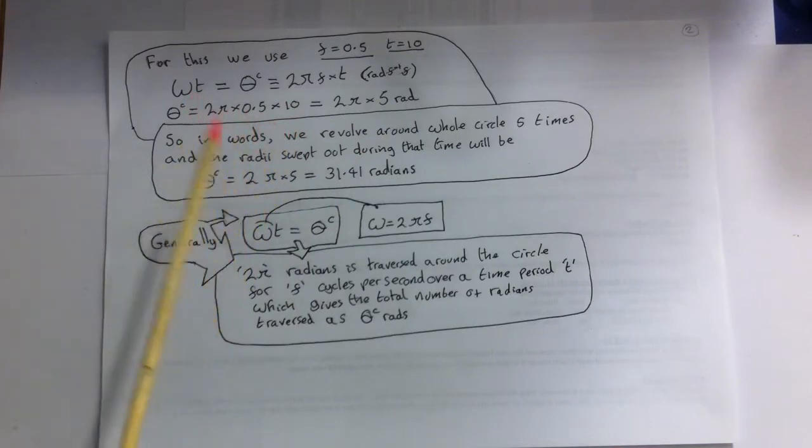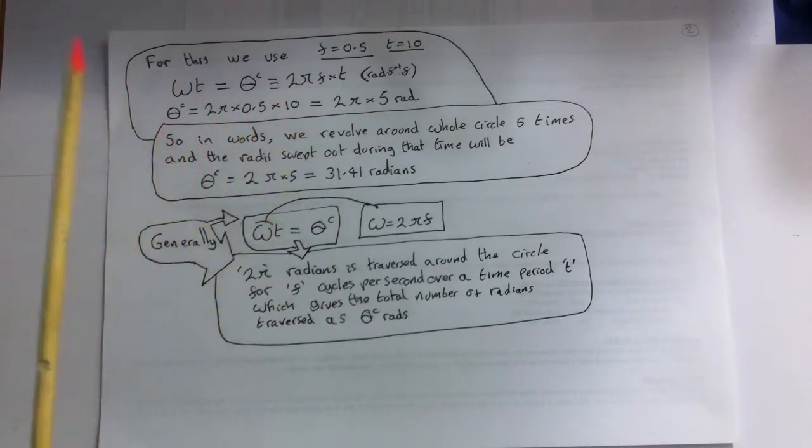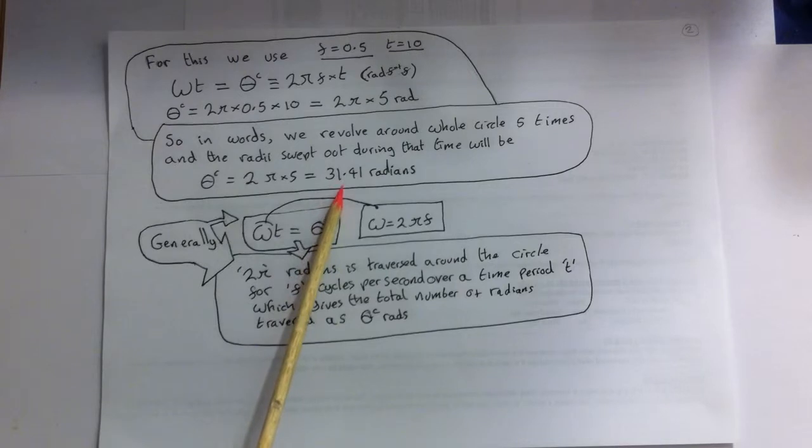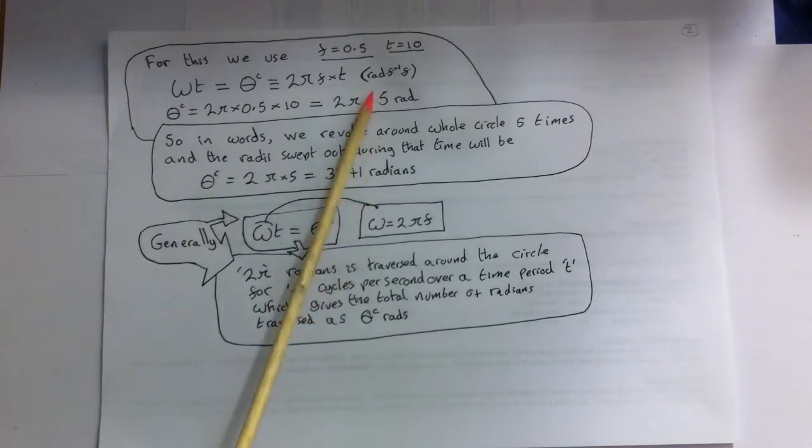And the radians swept out during that time will be 2 pi times 5. In other words, 6.28 times 5, which gives us 31.41 radians. If you want to check that, you can divide that by 2 pi, and you'll get the 5 back.